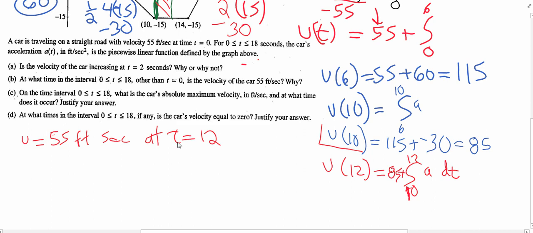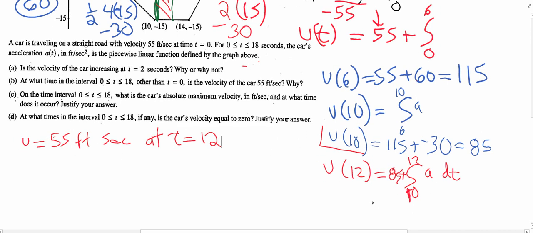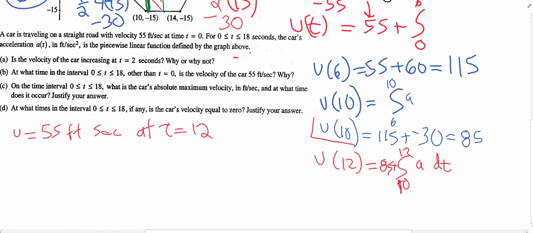And just to clean it up here, this last step would be 85 minus our 30 equals 55, and that's v of 12.